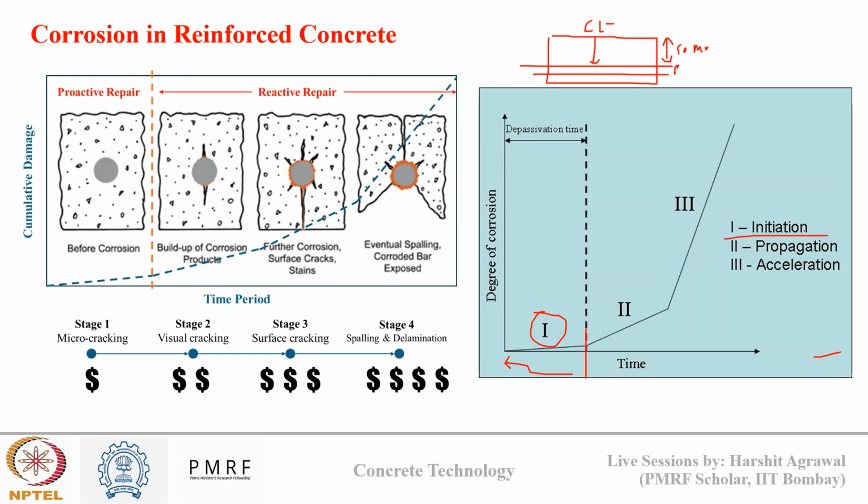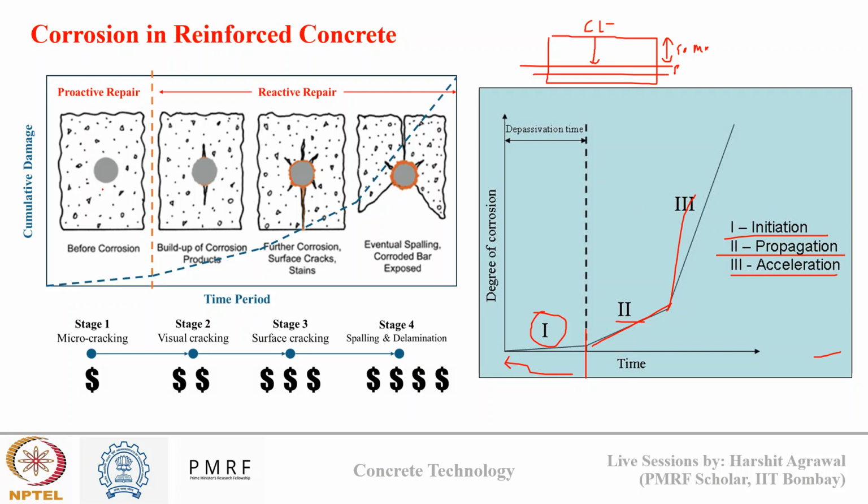Breaking of passive layer time. Now once the corrosion has initiated, we have stage 2, which is known as the propagation period, where corrosion starts to damage the concrete. And then once cracking happens, there is a shoot in corrosion rate, which is defined as stage 3, known as acceleration, where there will be spalling and delamination of cover concrete and excessive cracking of cover concrete.